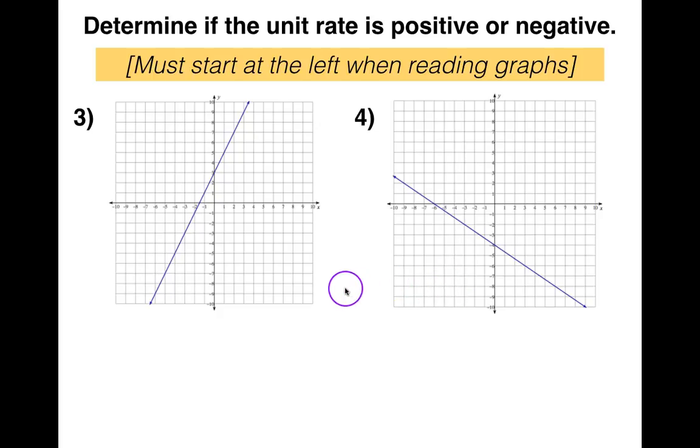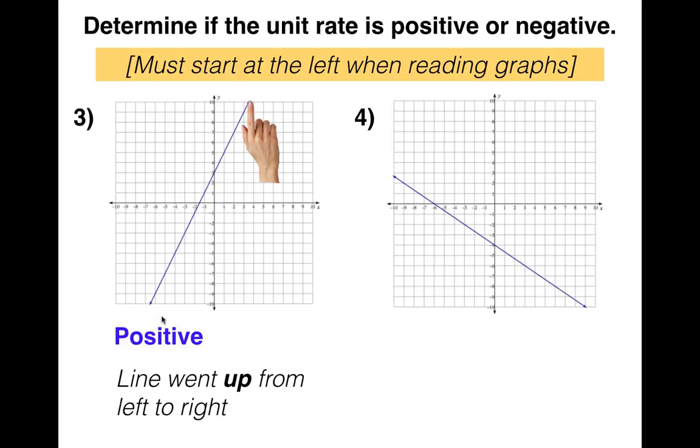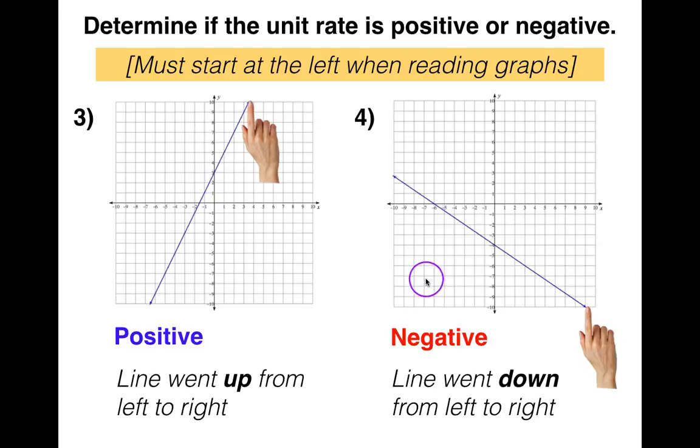Number 3, let's go ahead and check. We're going to place our finger farthest to the left and trace. Since it went up, we're going to say that it's a positive unit rate. Why? Because the line went up from left to right. Well, what about 4? Again, you're going to place your finger farthest to the left. You're going to trace it. Here, you're going to notice it went down. So this is going to be negative. Why? Because the line went down from left to right.